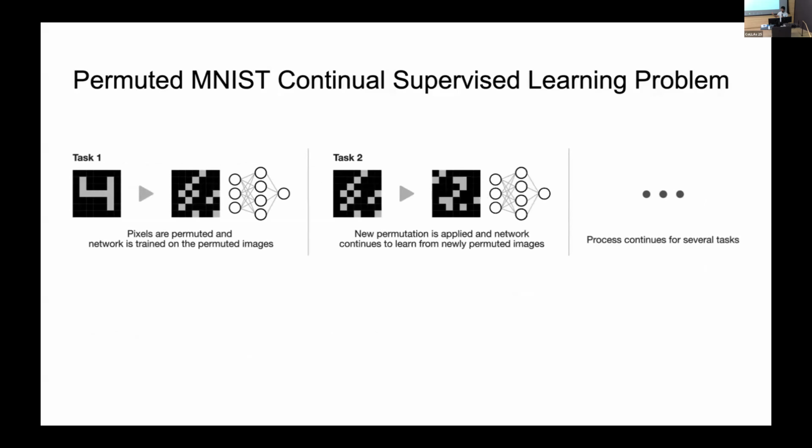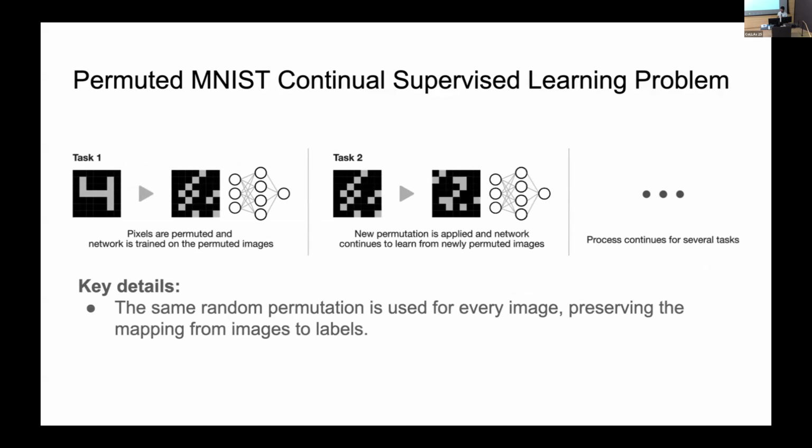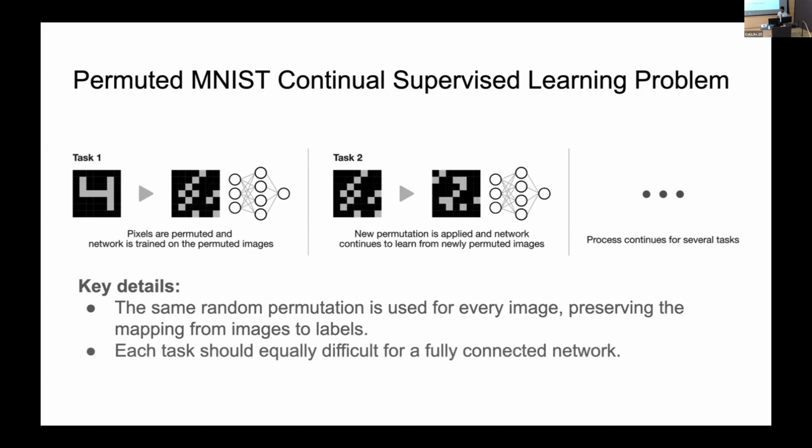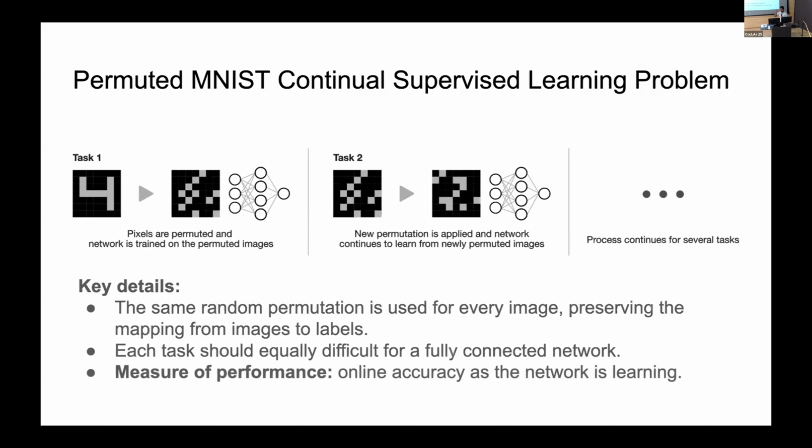So yeah, the permuted MNIST problem, you can make a continual supervised learning problem by making a sequence of such tasks, where on the first task you have some permutation, and then on the next task you have a different permutation. Some important things to note here is that we use the same random permutation for all the images. That ensures that the mapping between images to labels is preserved. Each task is of similar difficulty for a feed forward network. All you're doing is permuting the pixels. And to measure the performance, we are just measuring the online performance, like the data point that's given to the network, how well it's doing on that.